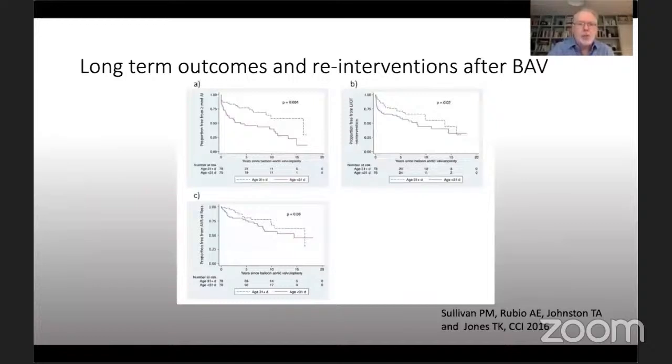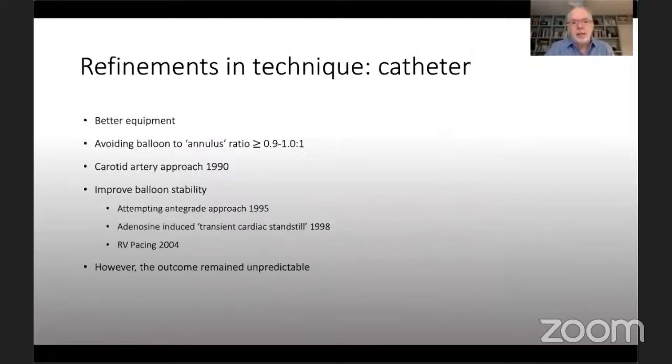And these are just the figures from that study showing the worse outcomes in neonates as opposed to older children across freedom from severe AR, reintervention, and replacement. So over time, catheterizers have tried to do a better job. We're always trying to improve. Equipment has undoubtedly got better.